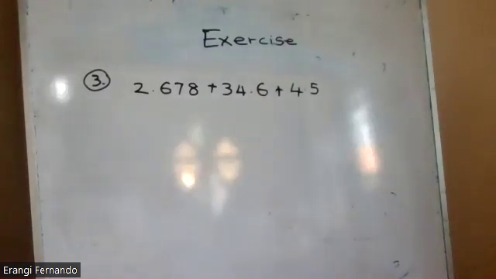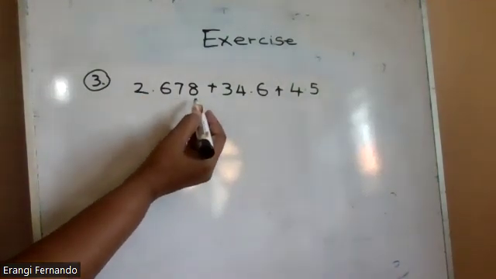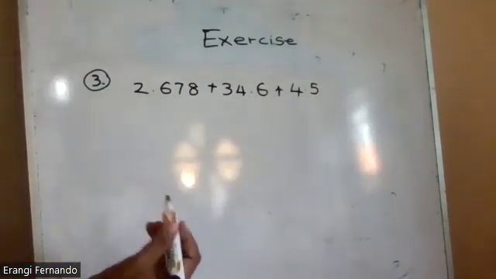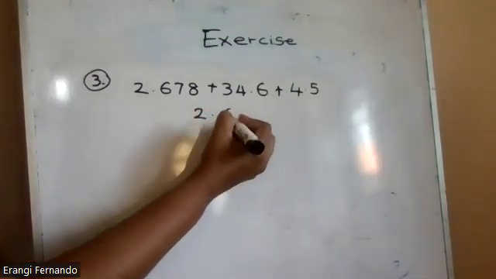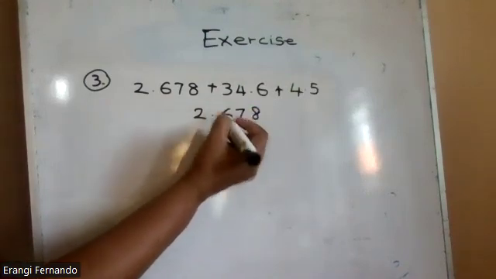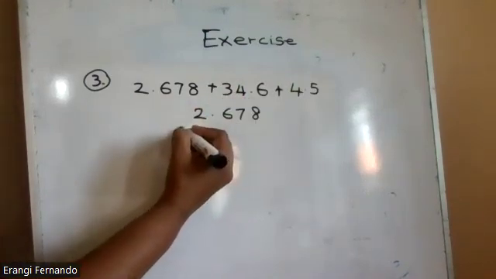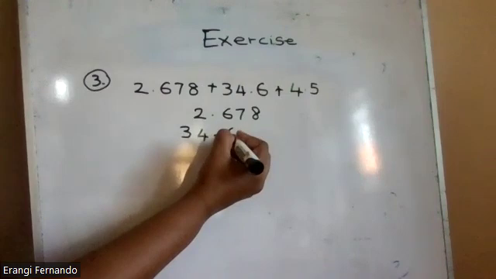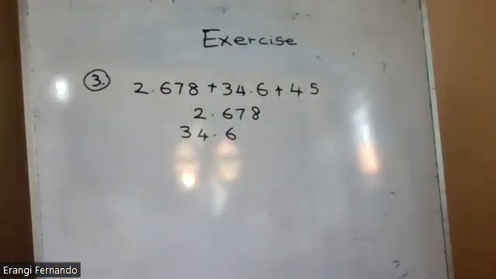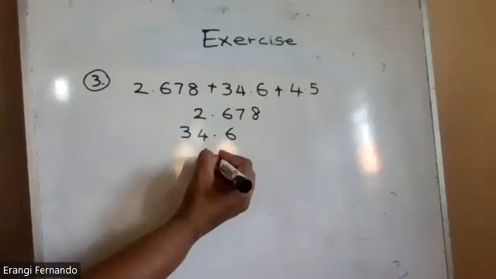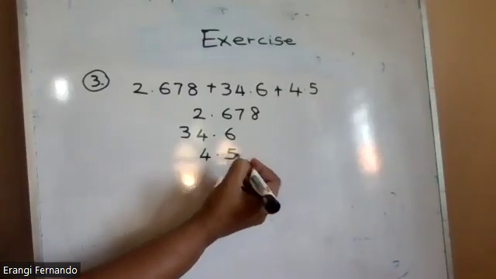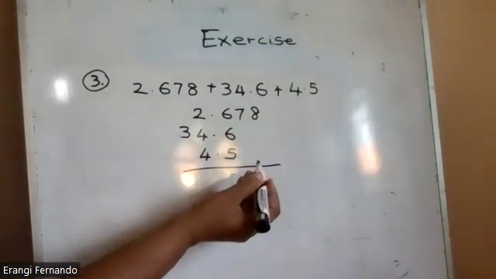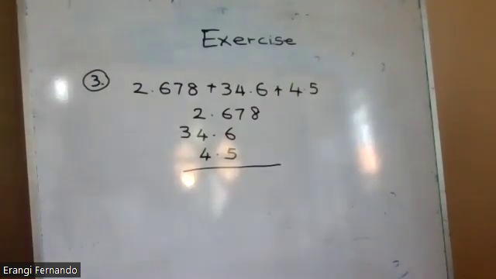Okay, the next one, adding decimals. 2.678 plus 34.6 plus 4.5. So let's write 2.678, plus 34.6: 3 tens, 4 units, decimal 6. Next, 4.5: 4 units, 0.5. So when you add, if there is no value, you can write zeros. If not, without zeros, you can add.